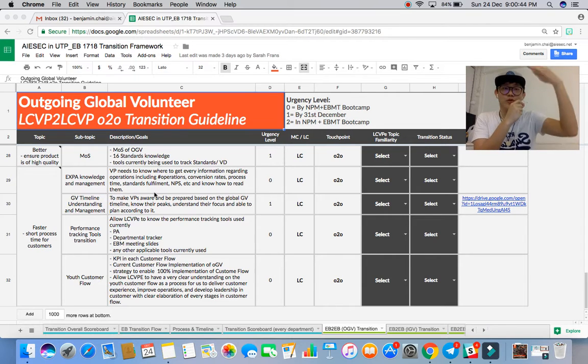Also, during attraction, you know that usually there are signups or opens. Then when are they applied? When are they accepted? When are they approved? All these things in the youth customer flow are what you have to explain to them.